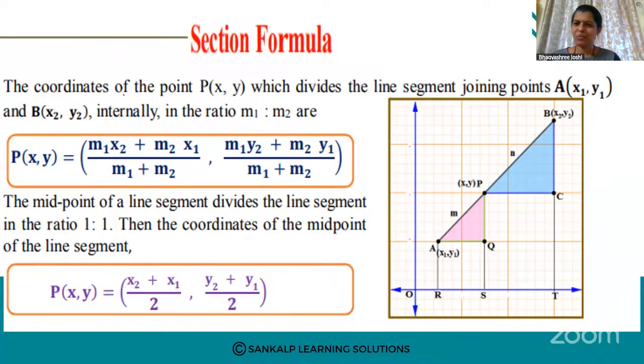So what do you mean by section formula? In the distance formula, what were we doing? We are going to find the distance between 2 points. Right? So this is A, this is B. D means distance. Here we find the distance between 2 points.